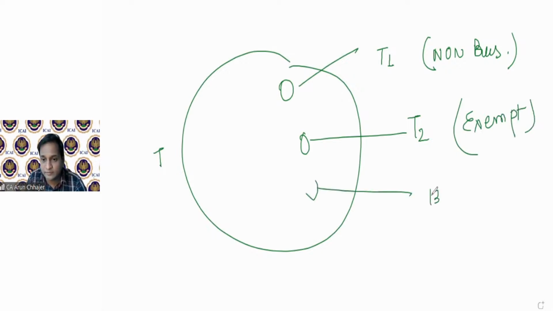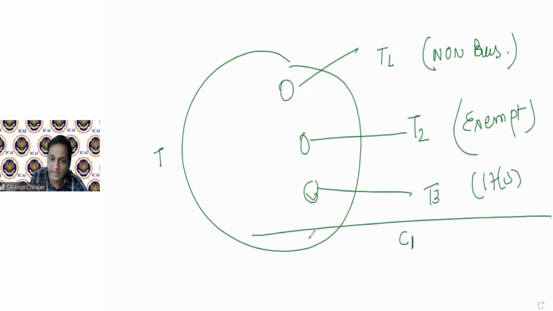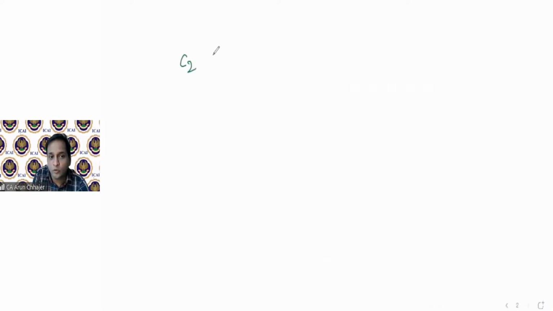Then T3 is block category ITC, like outdoor catering. We have discussed two cases earlier, that all are block category under 17 subsection 5. Then the balance is called C1, and out of C1, I have to remove T4 also. What is T4? ITC which is linked to the exclusively taxable supply. So C2 is basically C1 minus T4. And C1 was the total ITC minus T1 minus T2 minus T3.